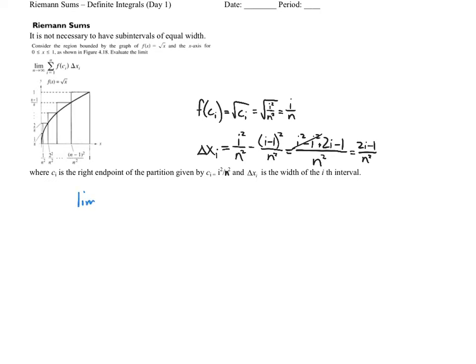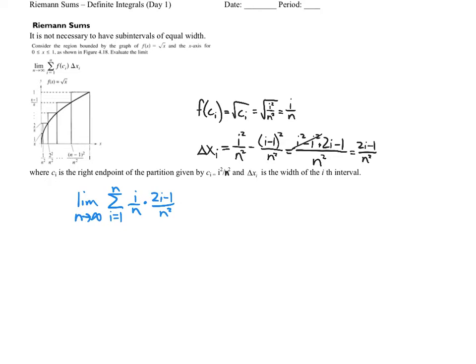Okay? So we have the limit as the number of partitions approaches infinity of the sum of I equals 1 to n of f of c sub I, which is I over n, times delta x sub I, 2I minus 1 over n squared. Are there any questions about anything that we've done up to this point?